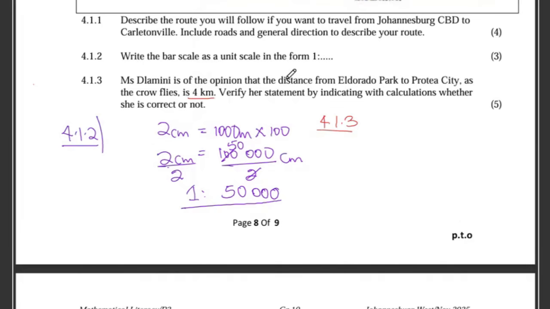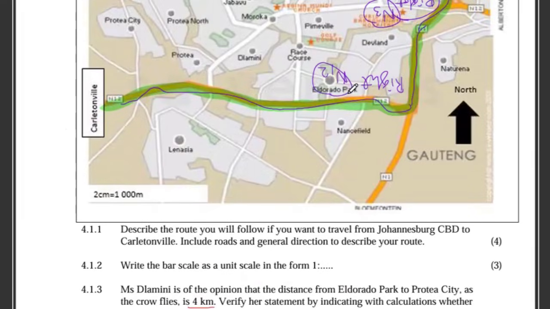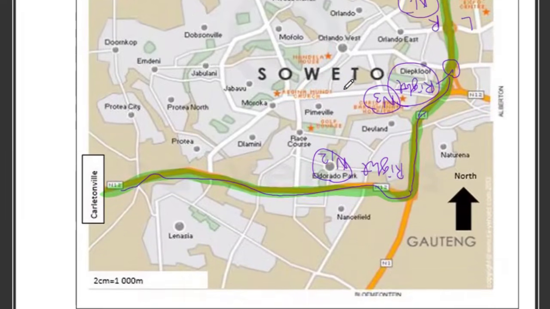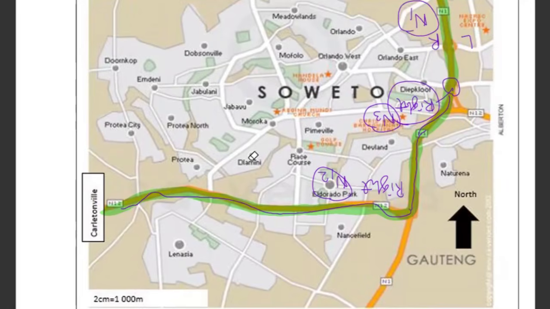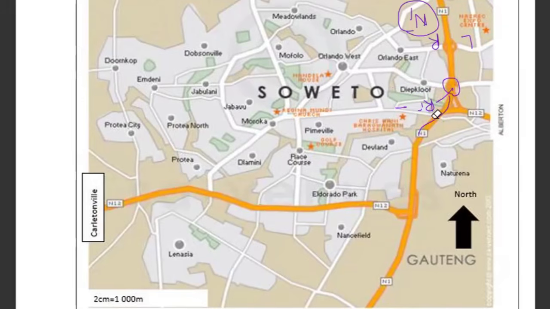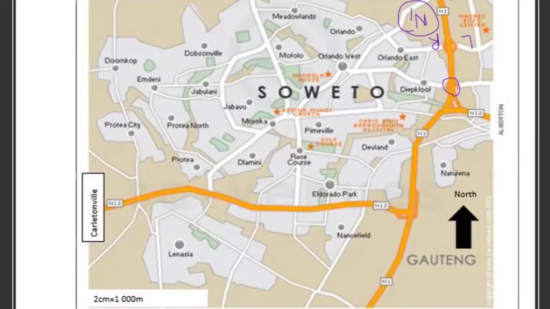So as you are grade 10, you're going to measure. First and foremost, you look for these distances. Look for the distances that we have. The distance between Elado Park and Protea City. So you're going to measure. You put your ruler here. This is Elado Park. Put your ruler here up to here. Protea City here. All right, understand?